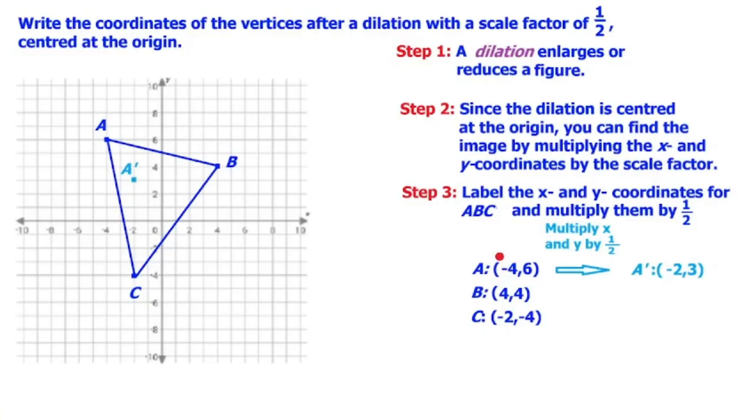So when we multiply this, -4 by a half, it's the same as dividing -4 by 2. It becomes -2. If we divide 6 by 2, it becomes 3. And then we can plot this. So A becomes A prime, and it's at -2 and 3. So that's the point there.